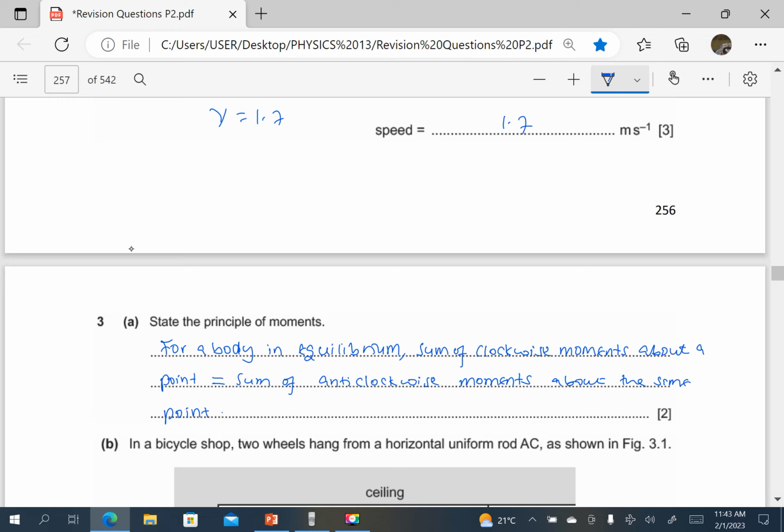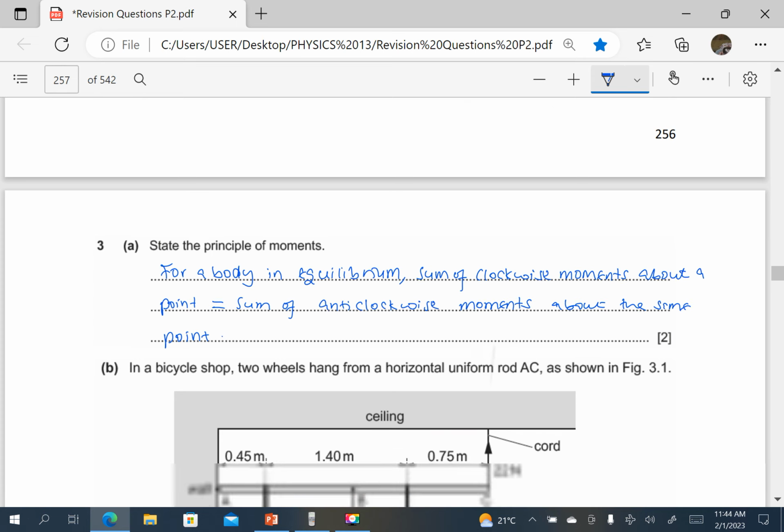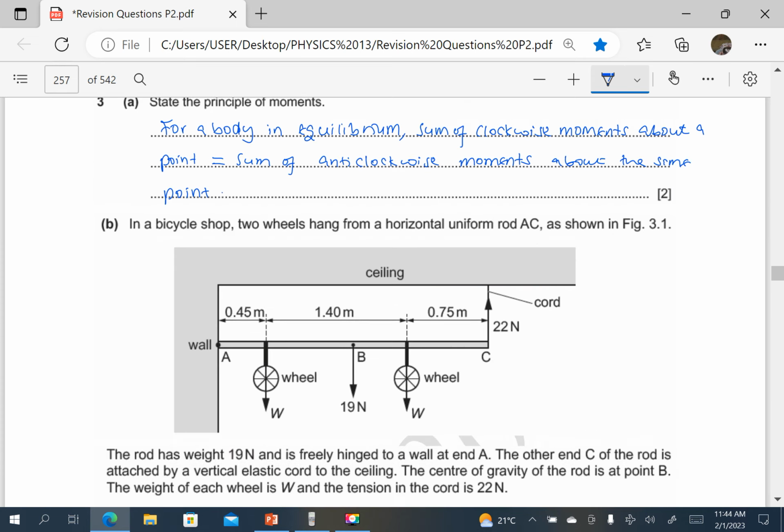The sum of clockwise moments must be equal to the sum of anticlockwise moments about the same point for a body in equilibrium. That type of equilibrium is actually rotational equilibrium. The body has no rotational equilibrium if the sum of clockwise moments is not equal to the sum of anticlockwise moments. In a bicycle shop, two wheels hang from a horizontal uniform rod AC as shown there.